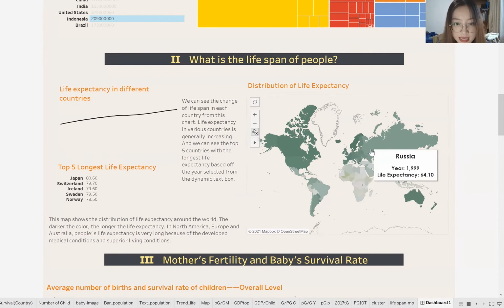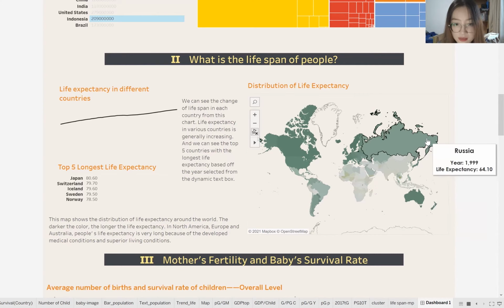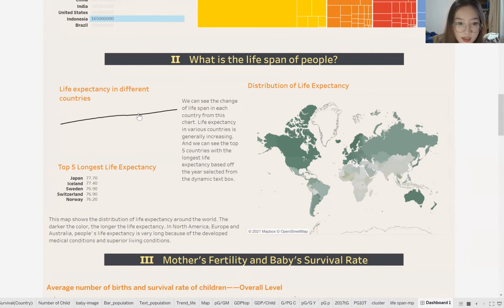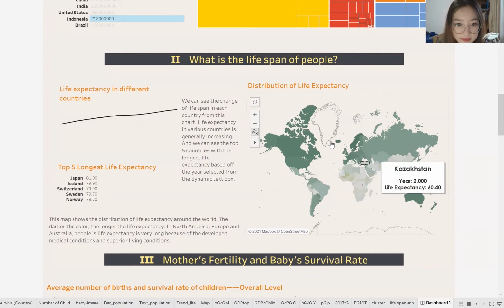First of all, this map shows the distribution of life expectancy around the world. The darker the color, the longer the life expectancy. You can see that in North America, Europe, and Australia, people's life expectancy is very long because of the developed medical conditions and the superior living conditions. We can see the change of lifespan in each country from this dynamic line chart. Life expectancy in various countries is generally increasing.